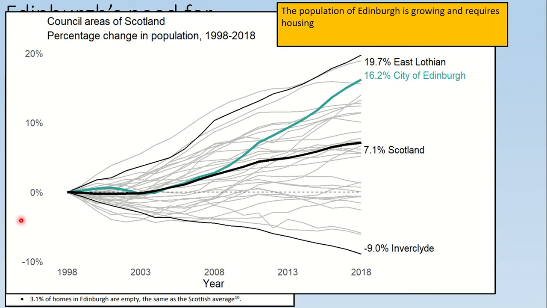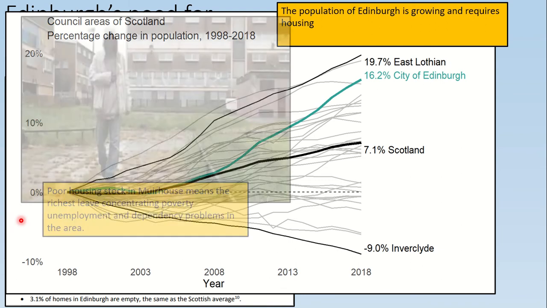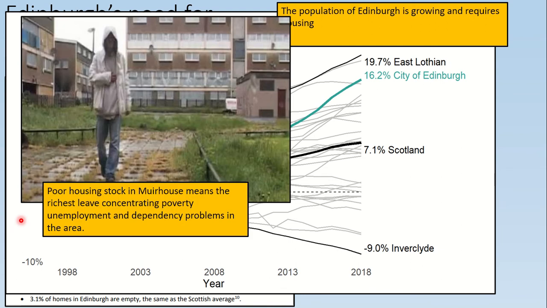Let's get into some specific examples. Just looking at the population for a starter, Edinburgh's population is clearly growing. 16.2% between 1998 and 2018 is well above the national average. Those people are going to need to be provided with houses. If you just look at the screen, you can see that some of our housing stock, this example is in Muir House, leaves a lot to be desired.